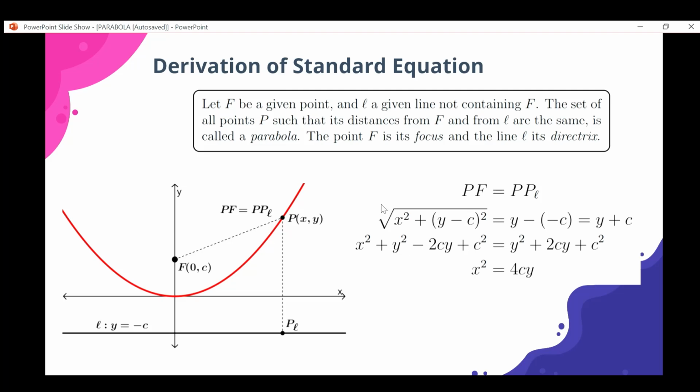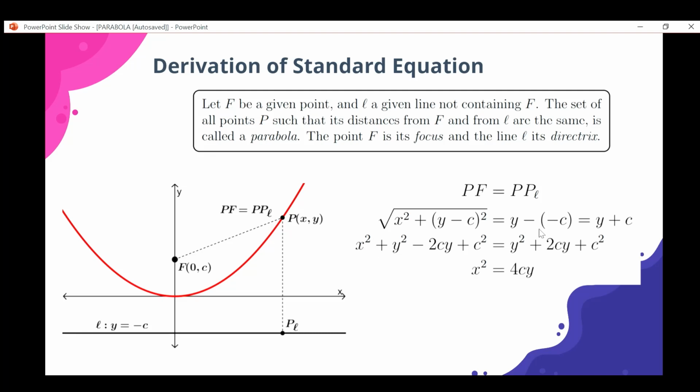To eliminate the radical sign on this side, let us square both sides of this equation. When we square both sides, the radical sign on this side will be eliminated, and the y plus c on this side will be squared. And then here, just square this. Squaring y minus c, that's y squared, then y times negative c, so negative cy times 2, that's negative 2cy, and then the square of c, that is c squared. On this side, the square of y plus c: y squared plus y times c, so that's cy times 2, that's 2cy, plus c squared.